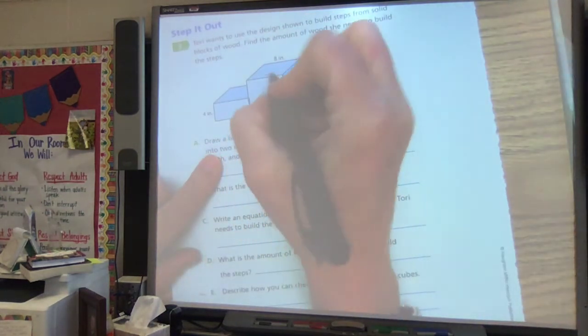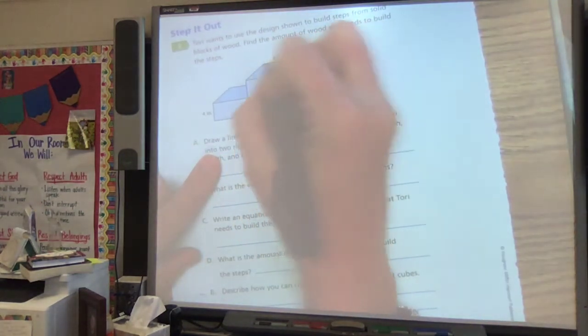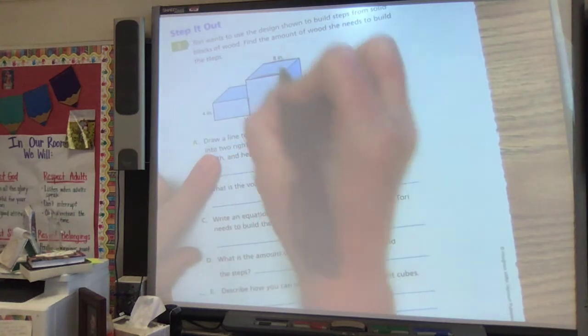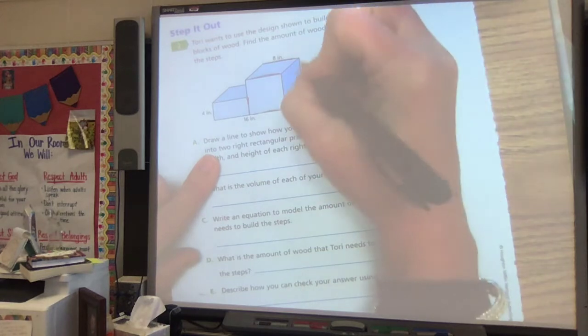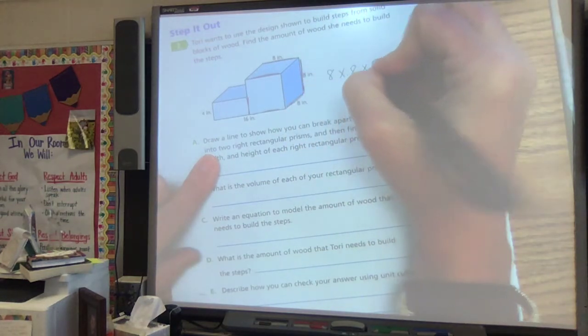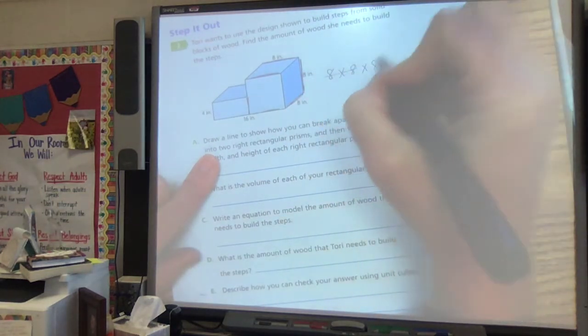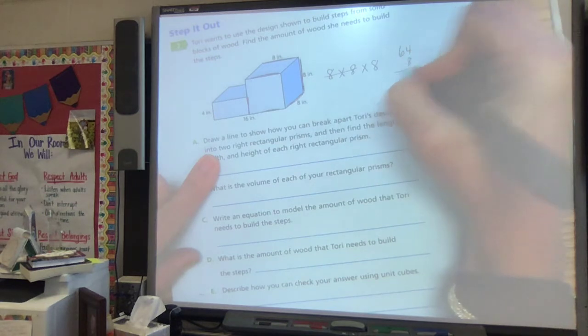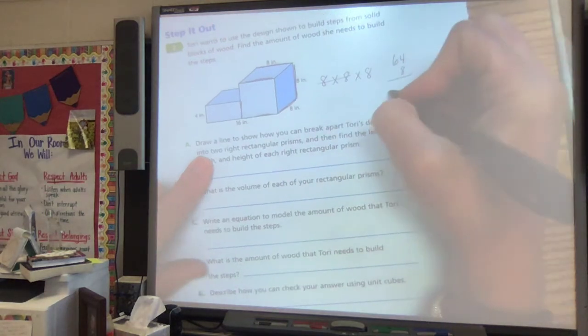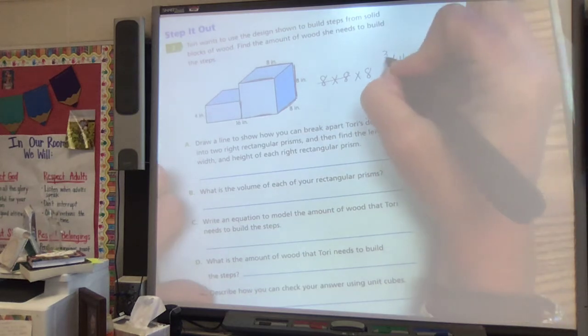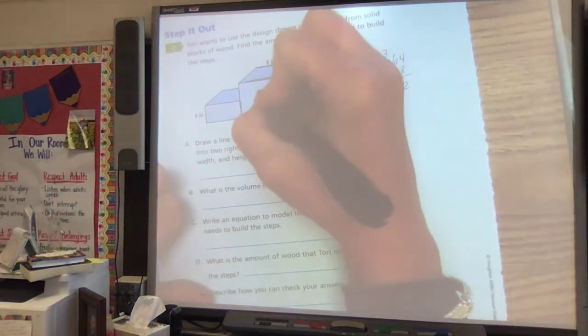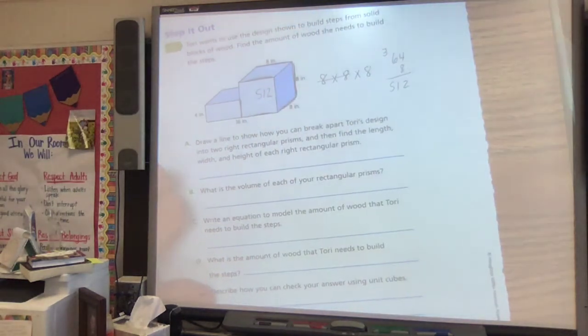So I'm gonna look at this tall one. I know how long it is. It tells me right there. And I know it's 8 inches wide, and I know it's 8 inches tall. 8 times 8 times 8. I know 8 times 8 is 64. 64 times 8. 8 times 4 is 32. 8 times 6 is 48, 49, 50, 51. So I'm going to write 512 in that one.